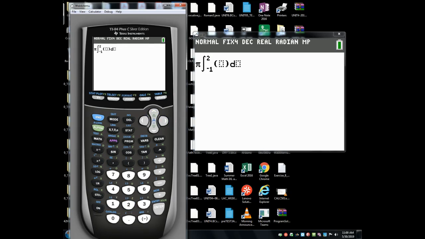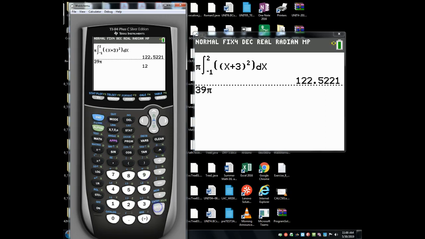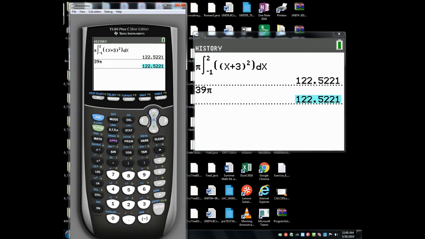And it's going to be the quantity x plus 3 squared. Wait, could I do it this way? Could I just do x plus 3 and then go here and square it? No, it won't let me do that. Okay, so I take that back. Quantity x plus 3 squared. There you go. With respect to x. And this was the big green area, which was 39 pi. Is that 39 pi? Let's see, 39 pi is the same thing. Good.